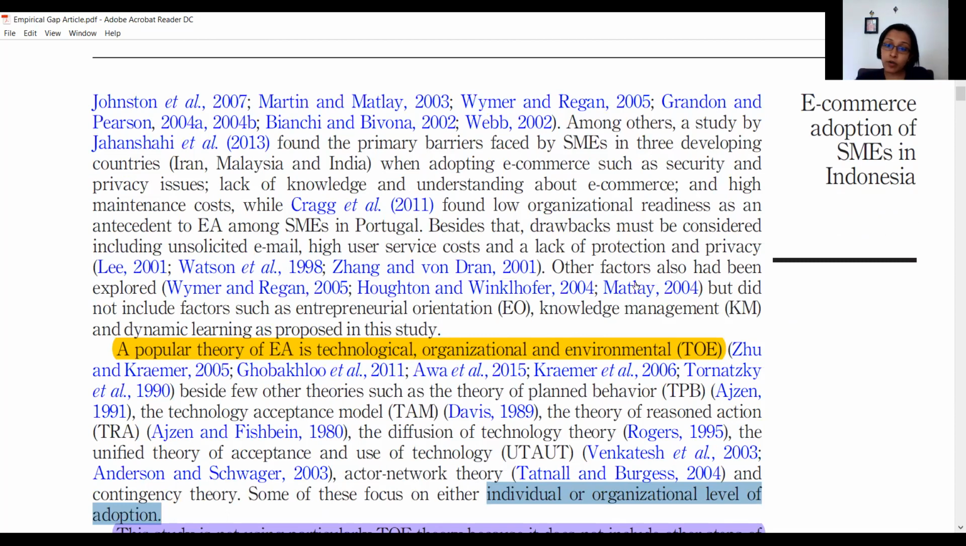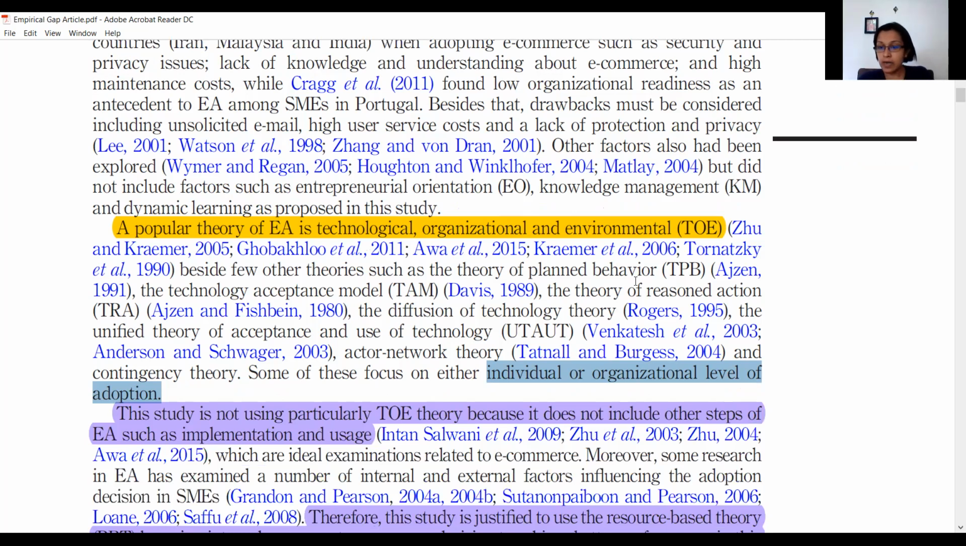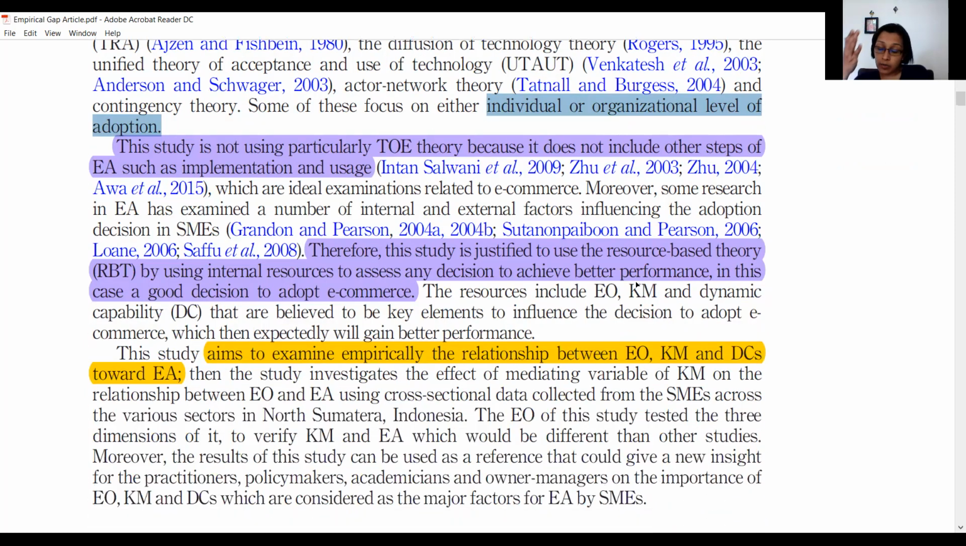Right? They said that instead of going to TOE, that means technology, organization, and environment theory, we are focusing on resource-based theory. Acknowledging the resource-based theory, they identified three factors that might influence adoption of e-commerce in SMEs, right? That's why they came up with entrepreneurial orientation, that is a resource, knowledge management, that is a resource, and dynamic capabilities. That's the skill that SMEs should have. And how those three factors are going to influence the adoption of e-commerce in SMEs.